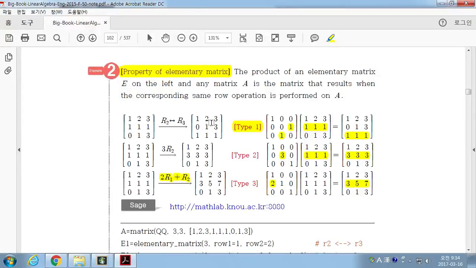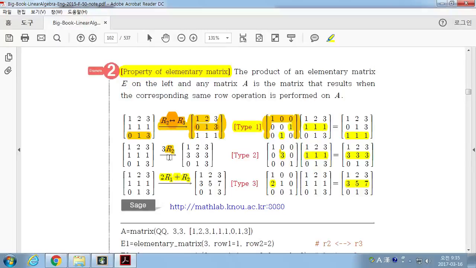When you interchange the second row and the third row, the third row goes to the second row like this. When you multiply this type 1 matrix on the left, it exactly moves the second row to third and the third row to the second, doesn't it? So the results are the same: the elementary row operation, and multiplying the elementary matrix on the left.